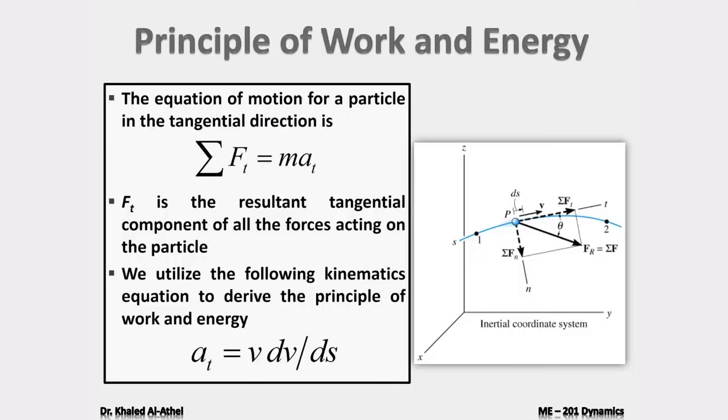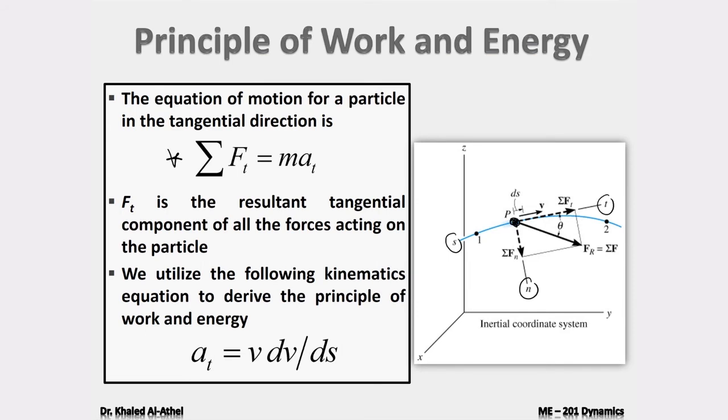To derive the principle of work and energy, imagine that you have a particle as shown in the figure to the right. If this particle is moving in a curved path S, there are two coordinates that are needed to describe its motion. One in the tangential direction, the other one is the normal. I'm going to write Newton's second law for the tangential direction, which is the equation shown to the left. So summation of forces in the tangential direction equals m a_t.